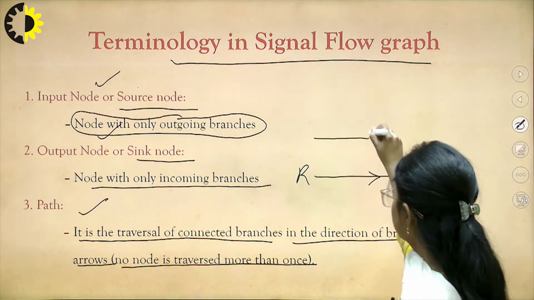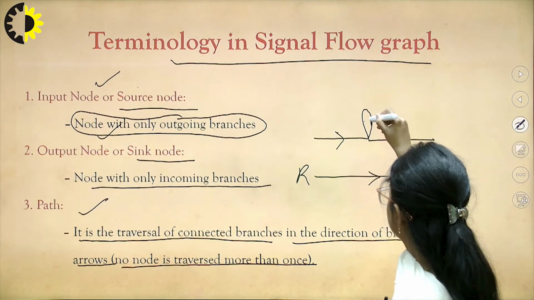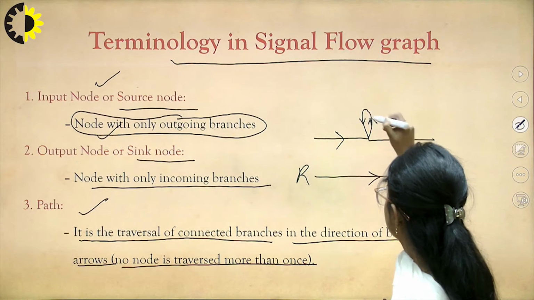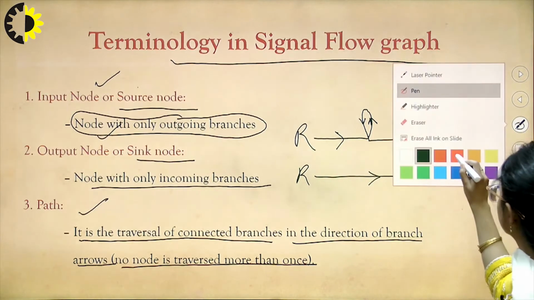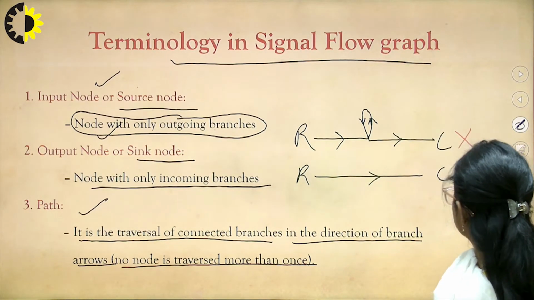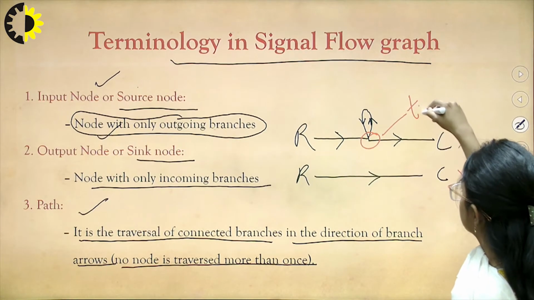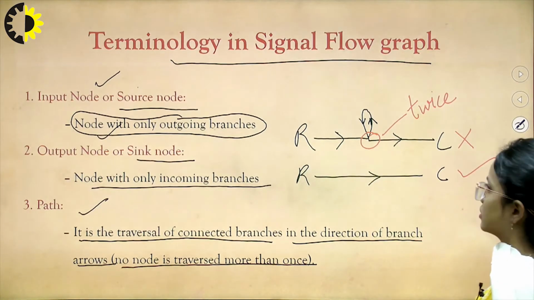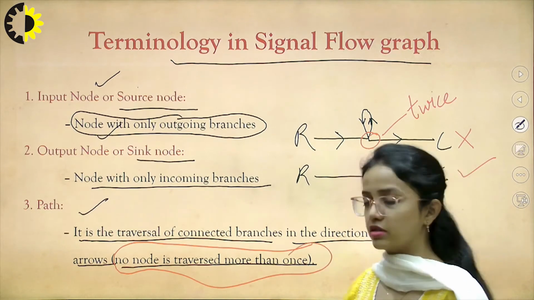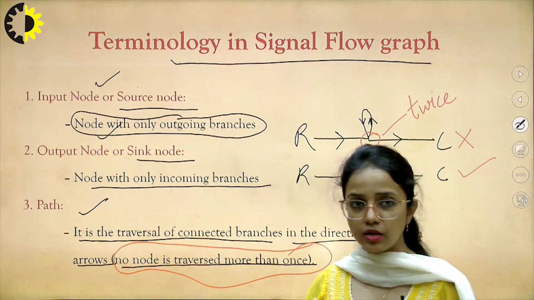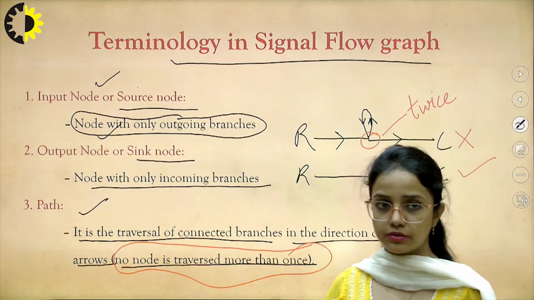Like, this is not a path. Here, this one is not a path, this one is a path. Why? Because this node has been traversed twice. So we see that no node is traversed more than once. Not a single node, not a single branch should be traversed more than once.